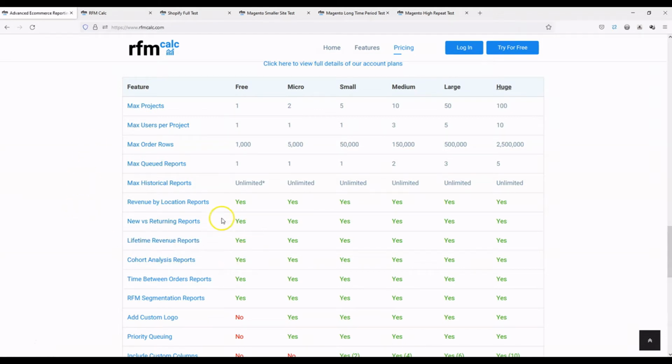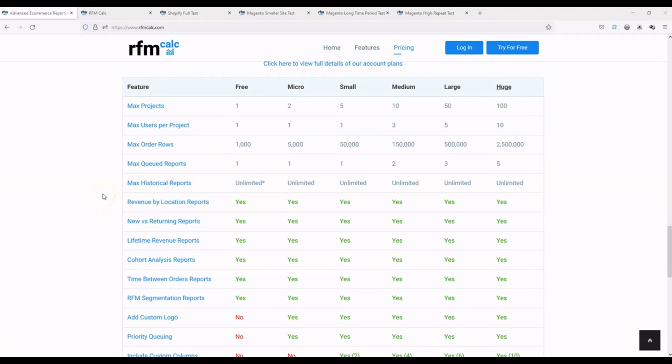So that's why typically we'll be reporting on lifetime revenue, which is based on the actual revenue the order generates rather than the profit. But because of the flexibility with RFM Calc, you can pass through any value you want as that order value column when you upload your order file. So either one's fine and we'll support both.